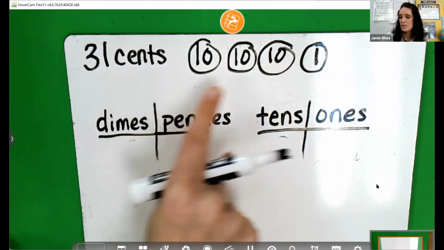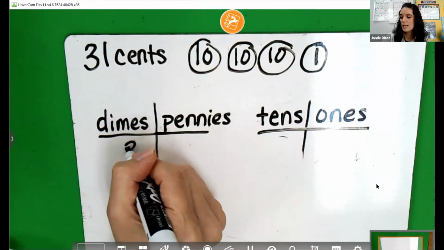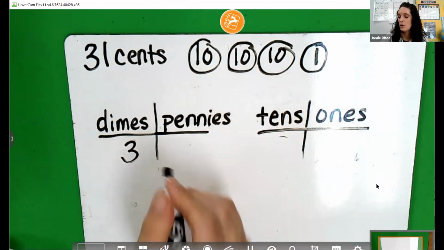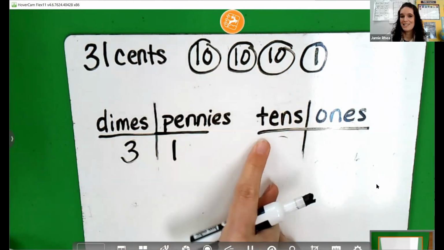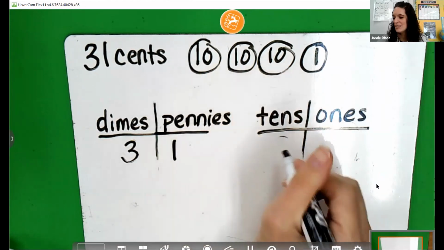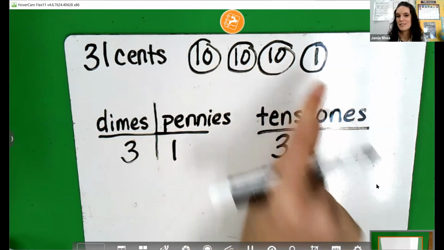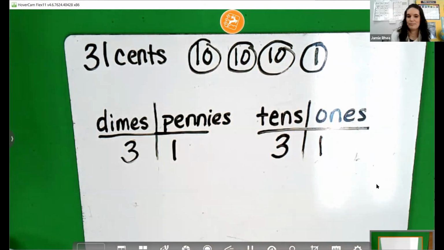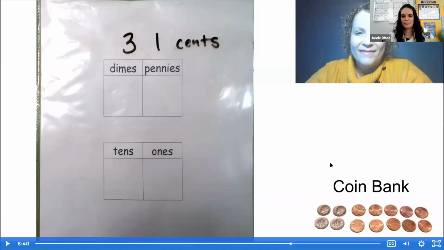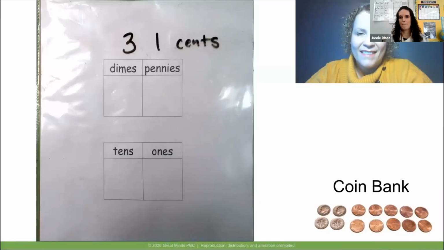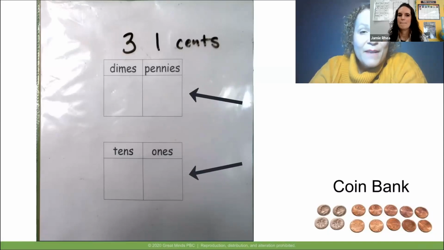Now, how many dimes did I use? 3 dimes. How many pennies? 1 penny. How many 10s? 3 tens. How many 1s? 1 one. Write how many dimes and pennies in the place value chart.